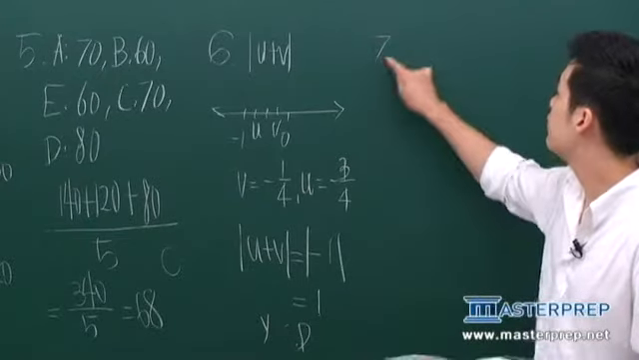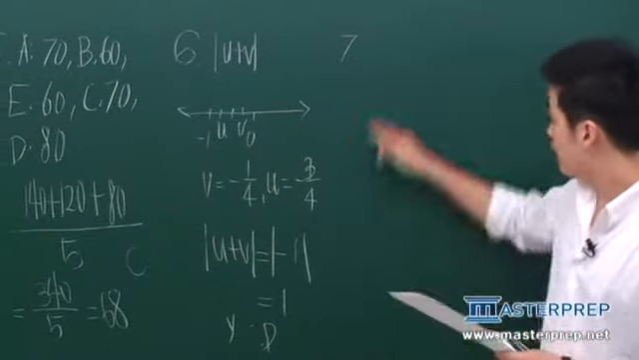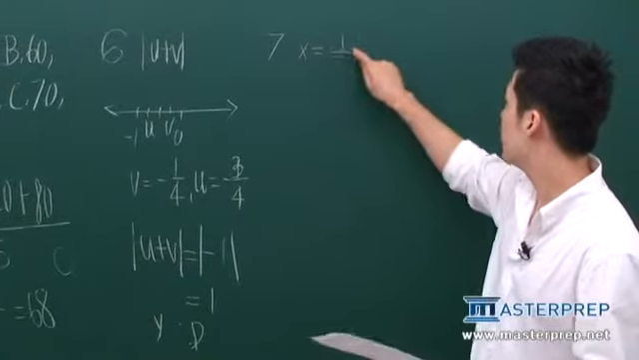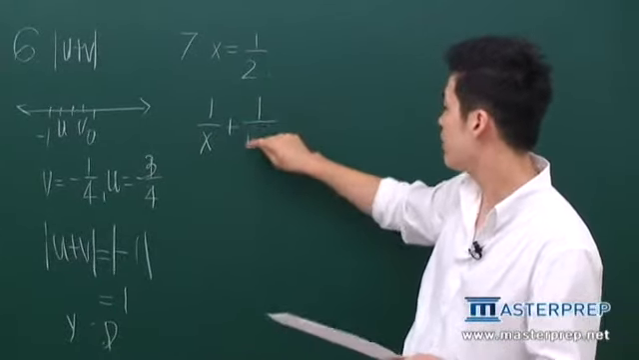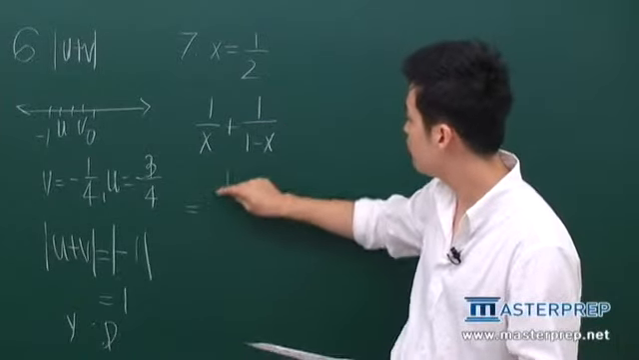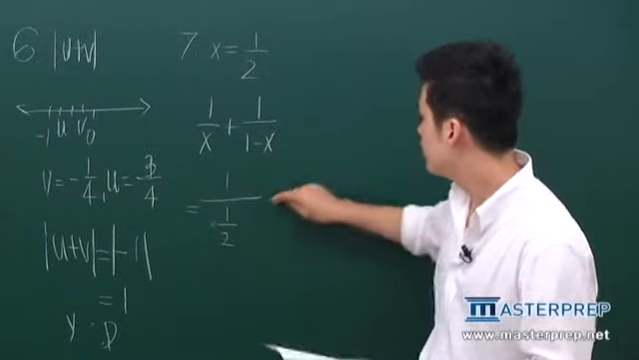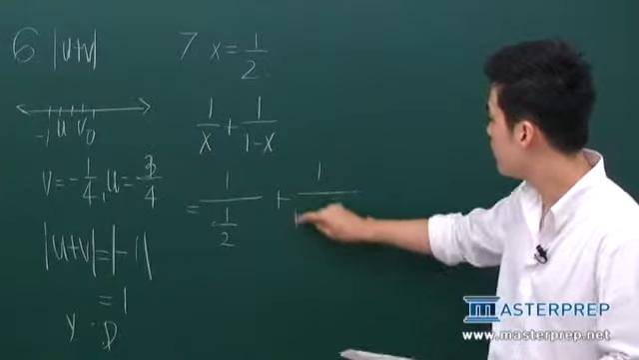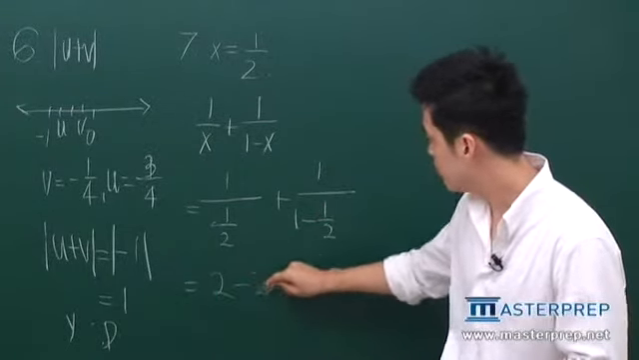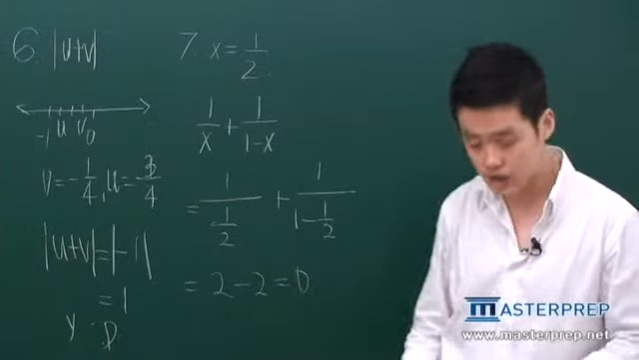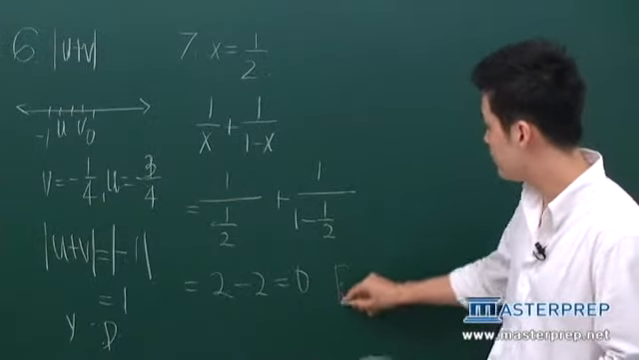Okay, so let's solve number 7 then. We are given that x is equal to 1 over 2. So 1 over x plus 1 over 1 minus x is equal to 1 over 2 plus 1 over 1 minus 1 over 2, which is equal to 2 minus 2, 0, right? So B is the answer.